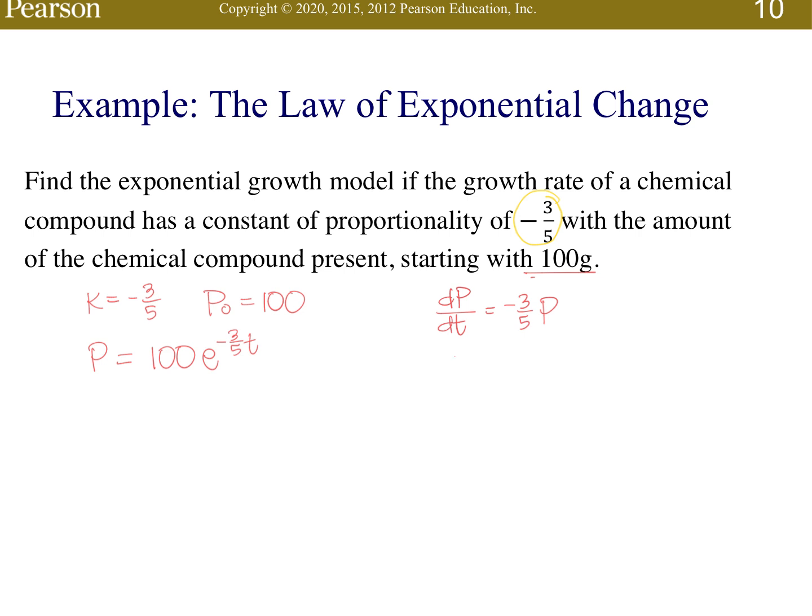And you can separate and integrate. So dp over p equals negative 3/5 of dt. And you can integrate both of those, and you will end up with the exact same expression that you started with. So the amount of chemical compound present. So it's up to you how you want to do that. If you want to memorize where K and P go, that's fine. If you want to develop it using the separate and integrate technique, that's fine as well.